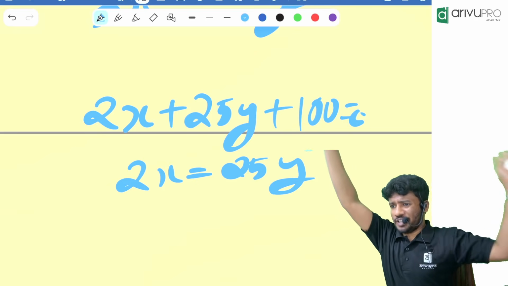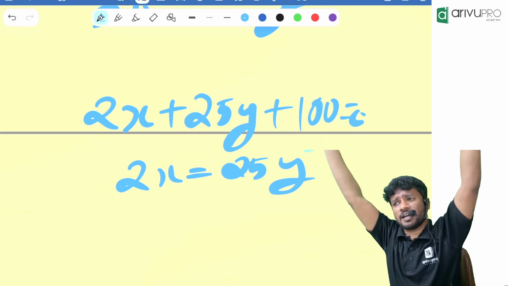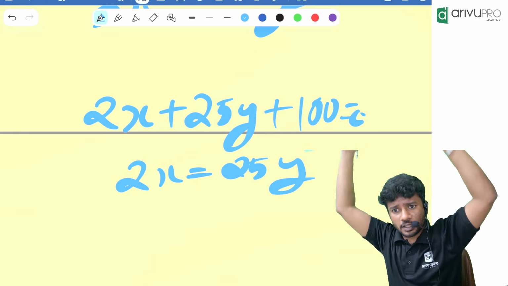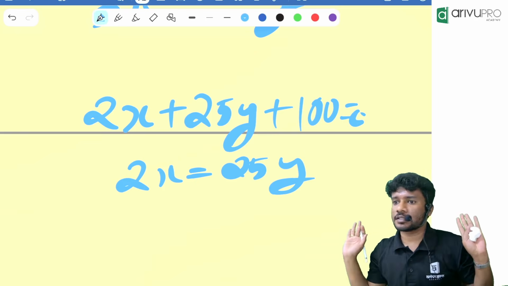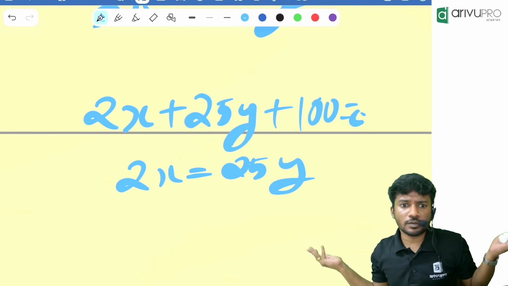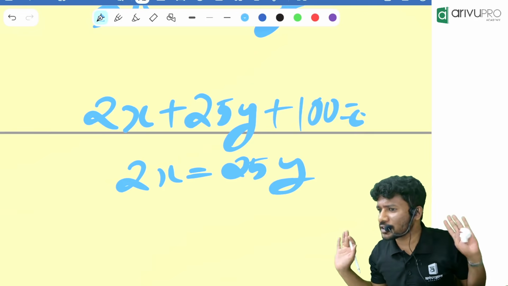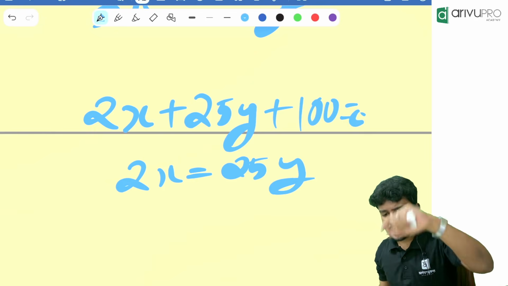So what to do? If the question is like 10x plus 20y is equal to 35, you will do what? 10x is equal to whatever value of y is there. You will just put that. That is the approach.